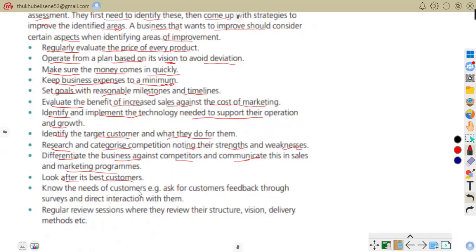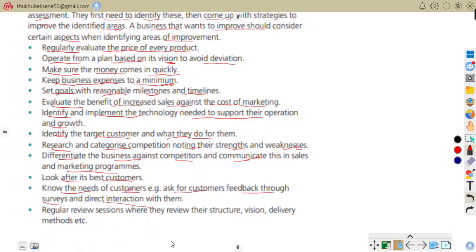Look after best customers. A business should retain loyal and valuable customers because they are likely to buy repeatedly and recommend the business to others. Know the needs of customers. Ask, for example, for customers' feedback through surveys and direct interaction.